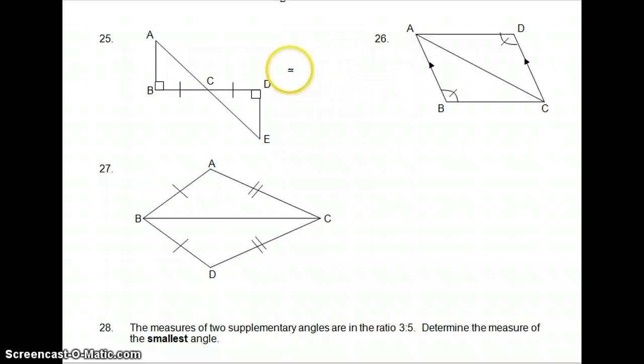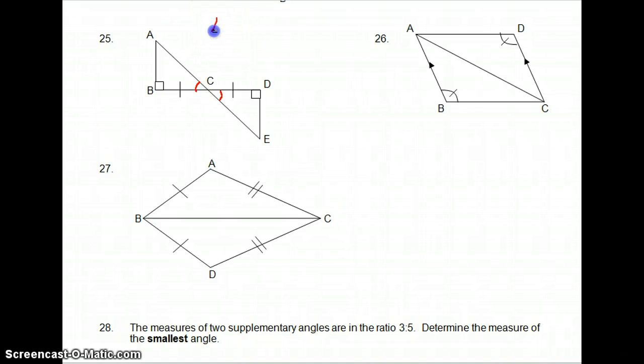Alright, we've got some more right angles here, but we don't know anything about the hypotenuse this time, so we're going to have to look for something else. Well, these cross here. I know that this angle is congruent to that one. Now it looks like I've got angle, side, angle, so it does work.